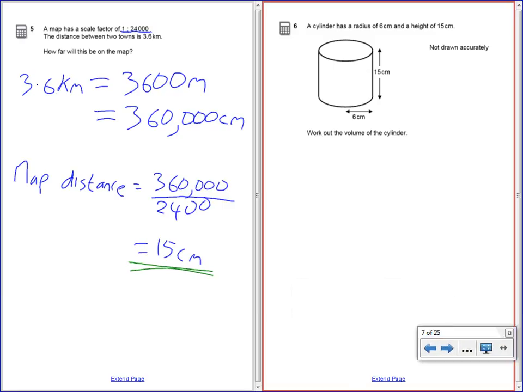Question 6. A cylinder is a circular prism, one way of looking at it. To find the volume of it, we find the area of the cross section, and then we multiply that by the height or the length. So the area of the cross section is a circle because it's a cylinder. So the area is pi times r squared, which is pi times 6 squared. That's our blue area. And I'm going to times that by the length, which is 15. And that gives us the volume, which is 1696.5 centimetres cubed.